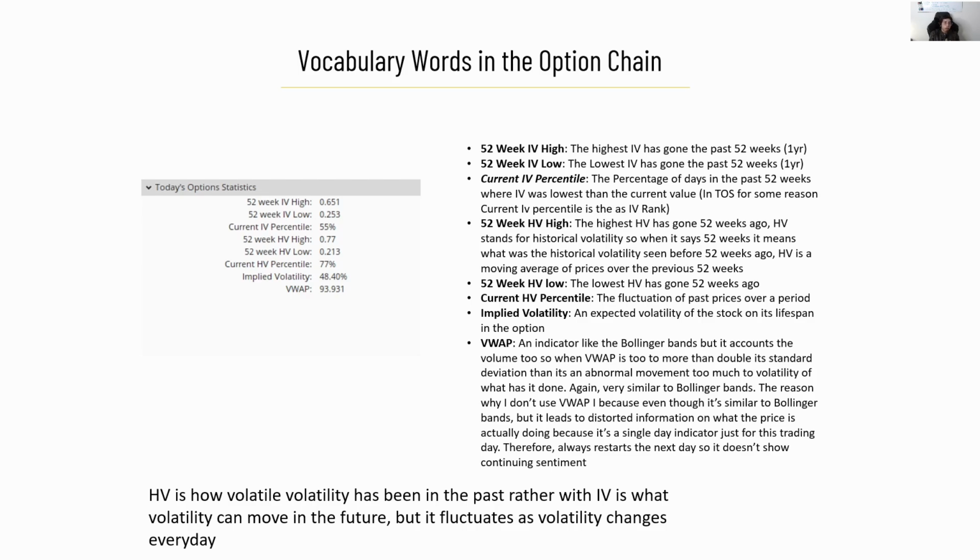When it's a higher percentage, volatility has been higher than normal. But for some reason in Thinkorswim, it shows that current IV is usually the IV rank. Again, I'll give you guys an indicator if you feel a bit comfortable holding the IV rank. You guys will have a download link within, below this video itself. But yeah, that's how the current IV percentile is.